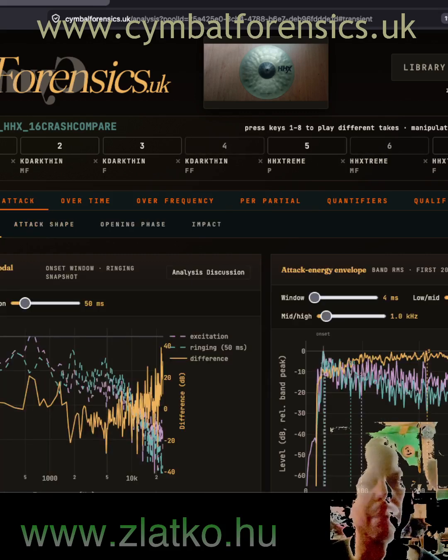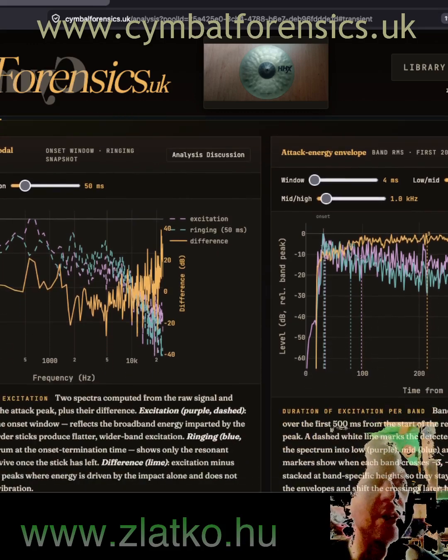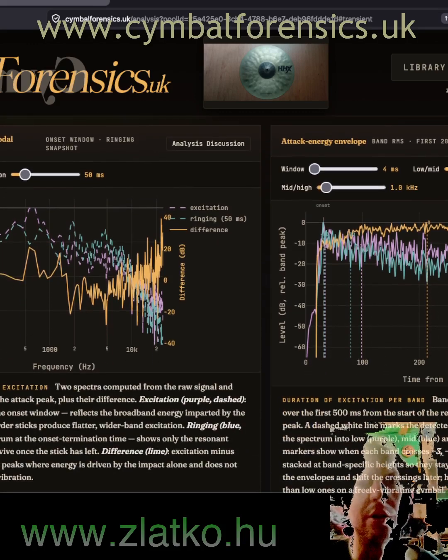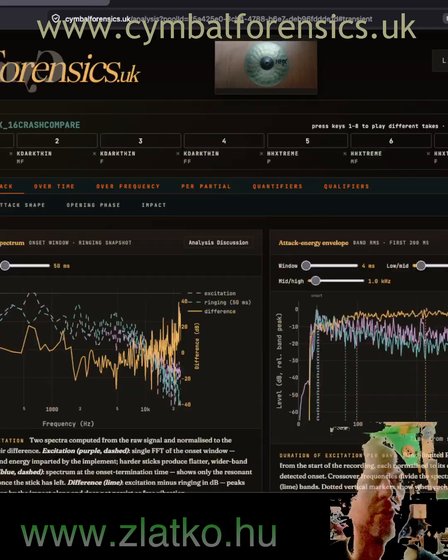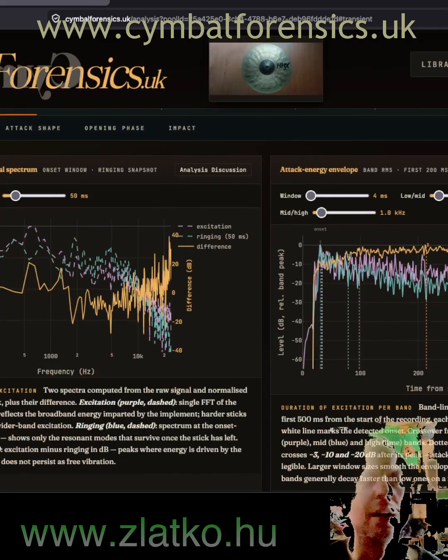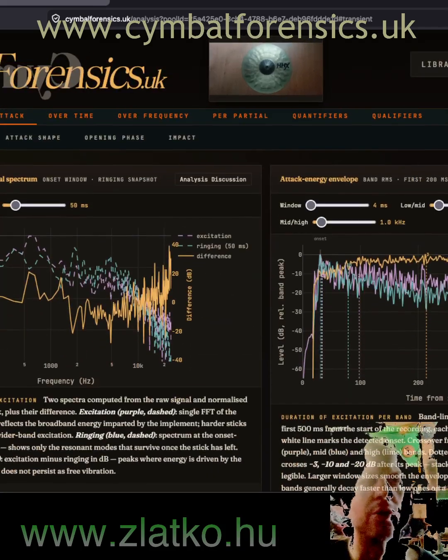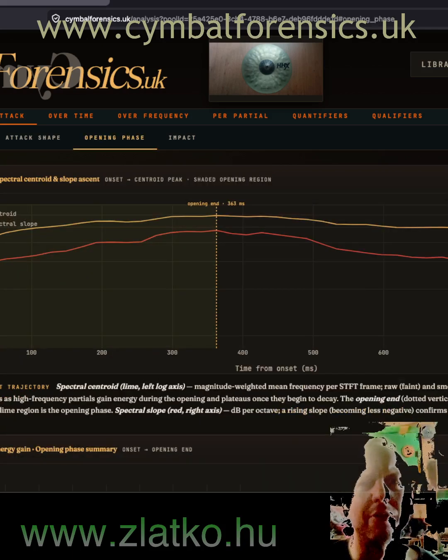I have some attempts to characterize the attack. This is actually an interesting one to look at here because, can you see all of that? It's a bit off with the vertical, because there's normally two graphs, one next to each other. And here, the opening phase should be clear.